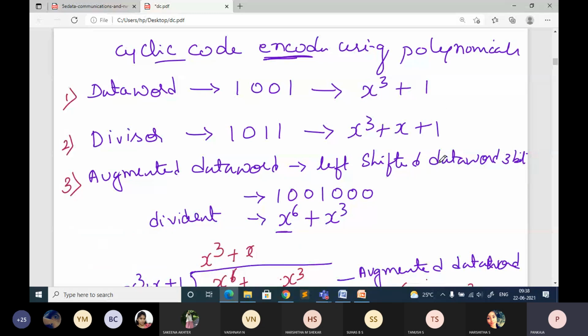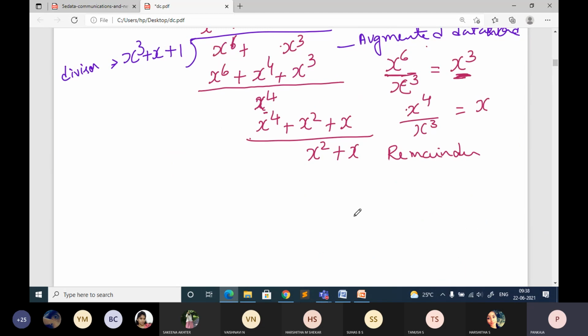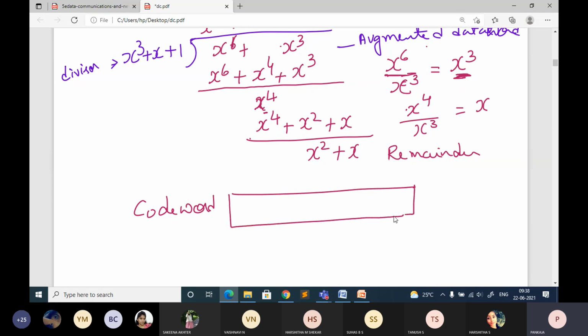And after converting into the augmented data word, you got x power 6 plus x cube. Now take that code word. You need to write this. This is very, very important. If you just stop here without this step, you won't get one more mark; they will reduce one mark. So just write what code word is formed. That is x power 6 plus x cube. This is the data you want to send. Along with this, you are going to add this remainder, that is x square plus x.